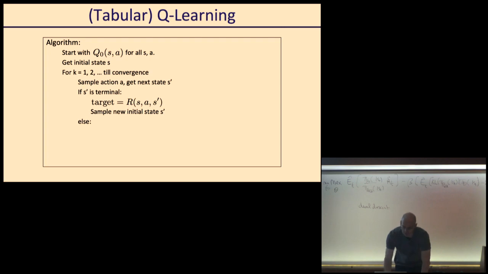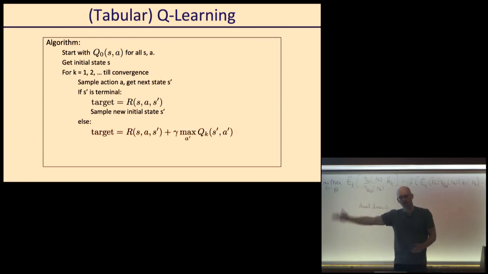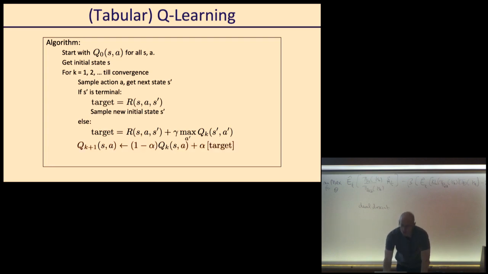If it's not a terminal state, well, then the target is going to be reward plus max over Q values at the next state, maybe discounted. We collected our target value from this one experience. Then we nudge the Q value at (s,a) in the direction that this target prescribes. And we repeat. That's it. That's Q-learning. Very simple to implement. It's very nice because it's very few lines of code, and it's guaranteed to converge, under some technical conditions, to the right thing.